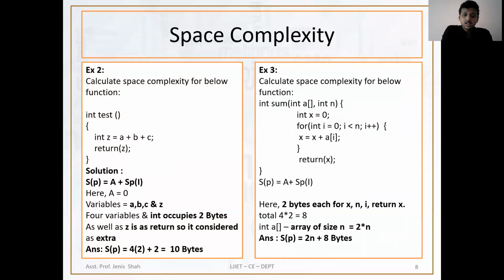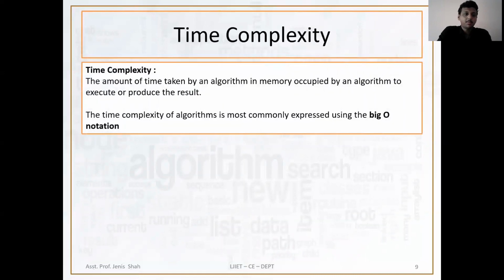The next one is the array of size n. The array is of integer type, so 2 into n, 2n plus 8. So how many bytes will be occupied? 2n plus 8. Okay, now next is time complexity.